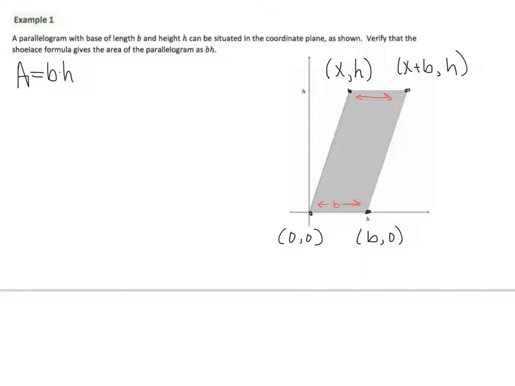I think that's it. I think I have everything. So now I'm going to list the coordinates starting at the origin and moving counterclockwise. So I have 0, 0. I don't need parentheses, do I? 0, 0. Then I have B, 0, x plus B, H, and X, H.